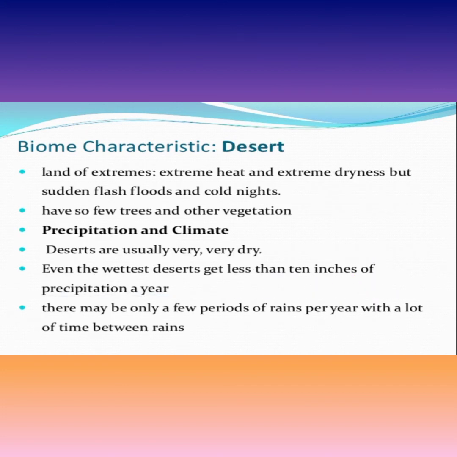Then desert. Land of extreme heat and extreme dryness, but with sudden flash floods. Cold nights, a few trees and other vegetation. Precipitation and climate: desert is usually very dry. Even the wettest deserts get less than 10 inches of precipitation a year. There may be a few periods of rain per year with a lot of time between the rain.